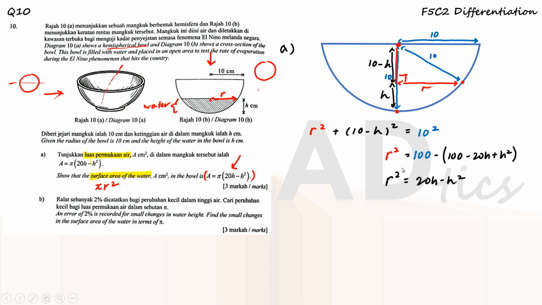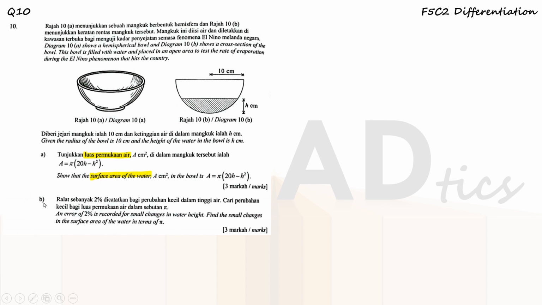The reason I don't move the square to the right side is because, as you can see here, we need r squared, same as here. So to find the surface area, we just sub this 20h minus h squared directly to here, and we have proved the equation.